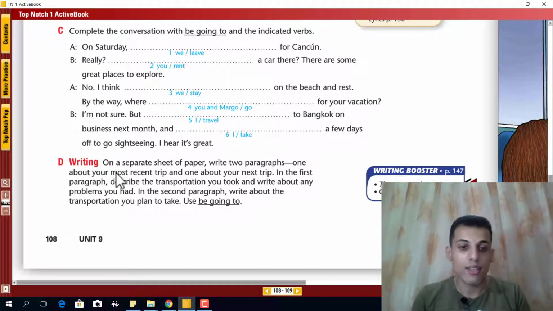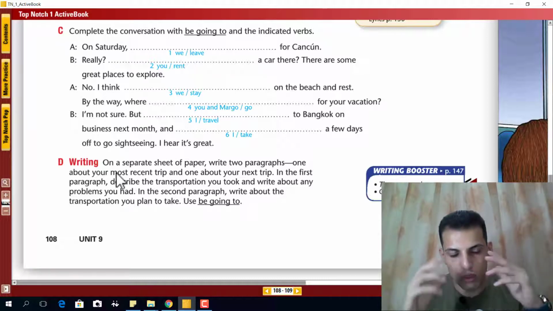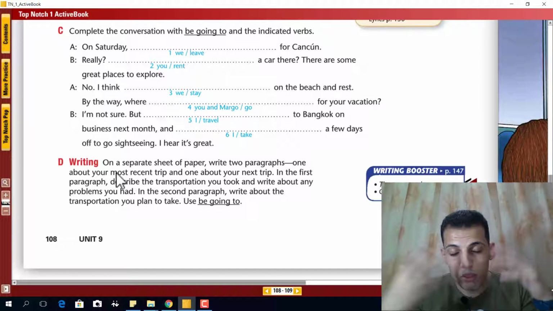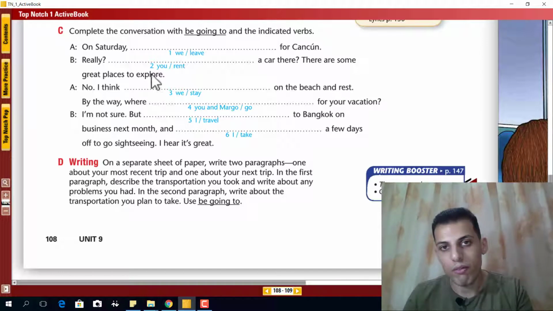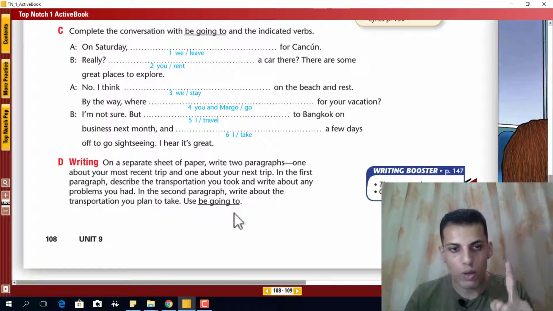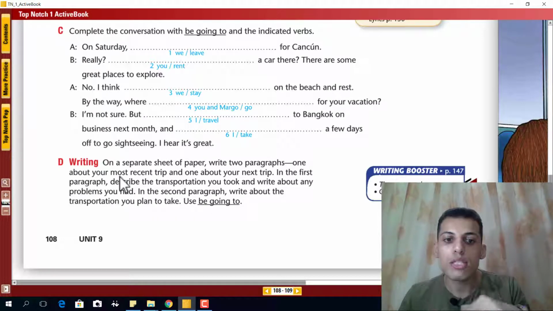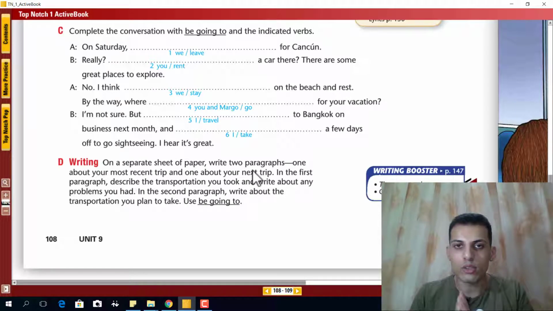So write an exercise here, your paragraph that you're going to write. It's an exercise. Okay, so you can use all these vocabs in writing so you don't forget them. On a separate sheet of paper write 2 paragraphs. You're required to write 2 paragraphs, not one. One about your most recent trip and one about your next trip. One about a trip you already took before and one about a trip you wish to take.